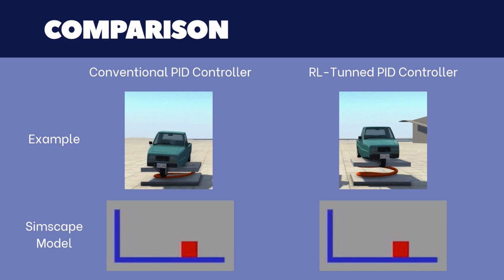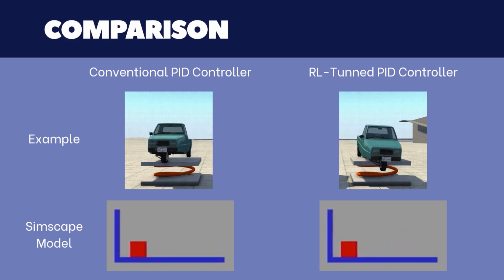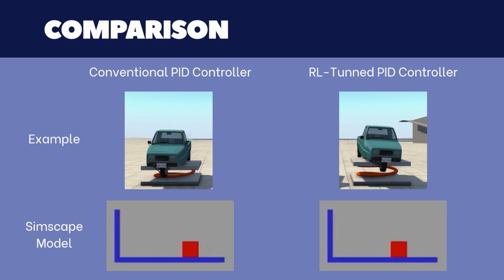First pair of images. On the left, you see a spring with a car being thrown onto a platform. The conventional PID controller causes oscillations as the system struggles to stabilize. On the right, the RL-tuned controller settles the system quickly and without oscillations, achieving precise control.